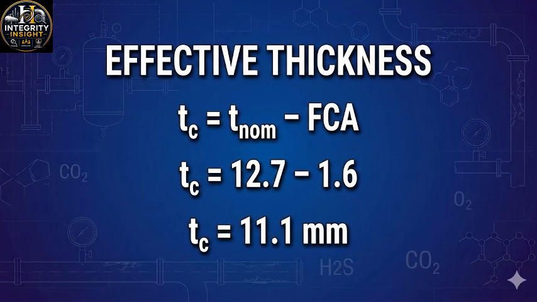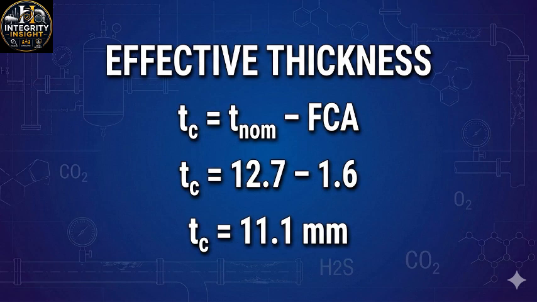Step 1. Now we begin the actual assessment. The first step is determining the effective thickness available for pressure containment. We do not use nominal thickness directly because corrosion allowance must first be deducted. This gives us the true wall thickness available to carry load. Effective thickness available for assessment equals nominal thickness minus future corrosion allowance. 12.7 millimeters minus 1.6 millimeters equals 11.1 millimeters. Therefore, the effective thickness available for assessment is 11.1 millimeters.